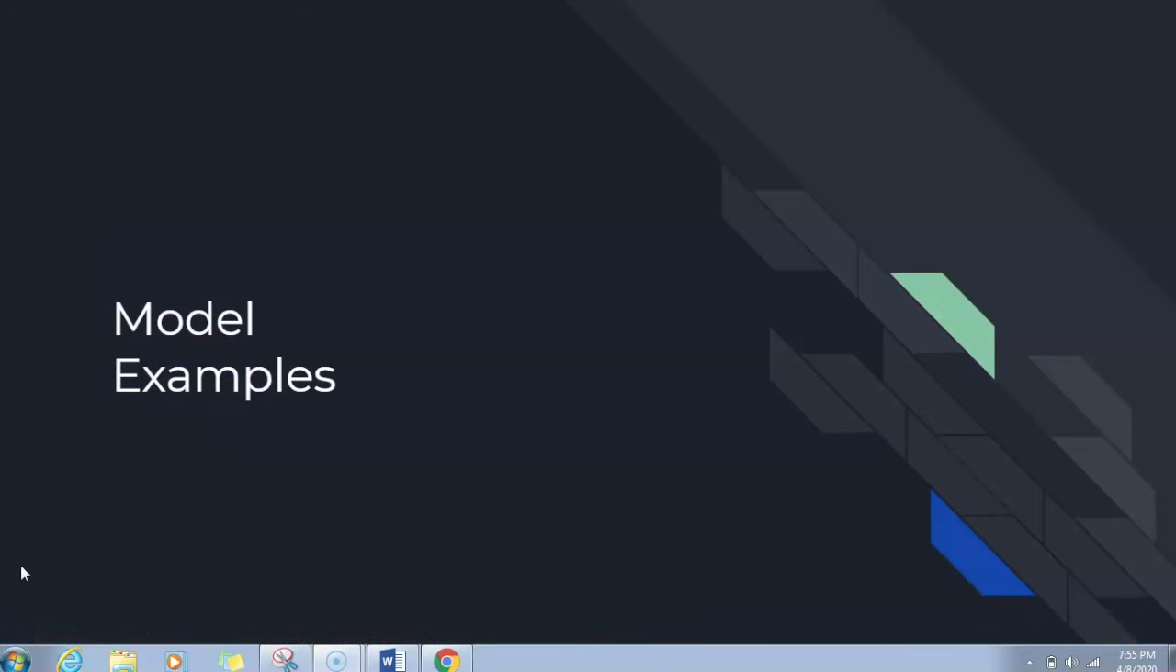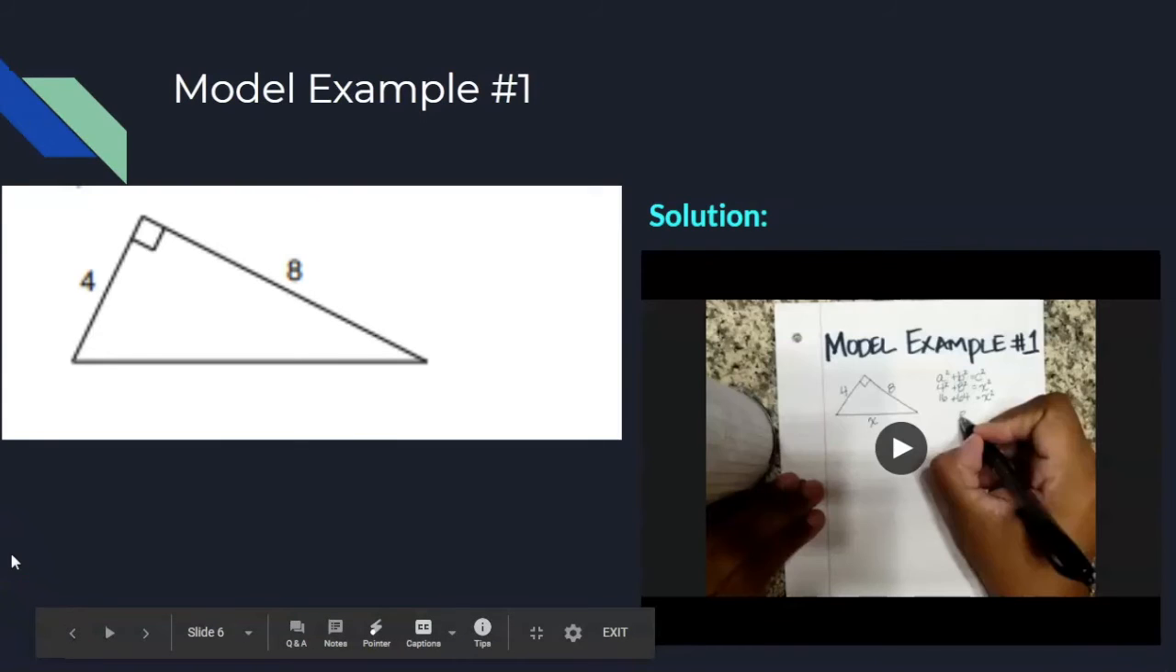Now that you've learned our skill for today, let's look at some model examples. So you learned how to simplify radicals. And so that's really what we're doing new today. We are going to do this in conjunction with doing the Pythagorean theorem. So the main thing that we're learning new today is how to write our answers in a different format.